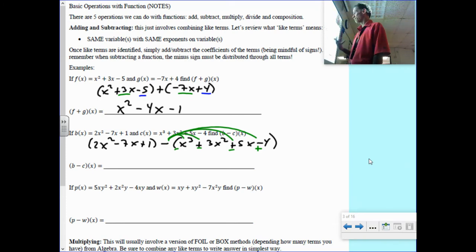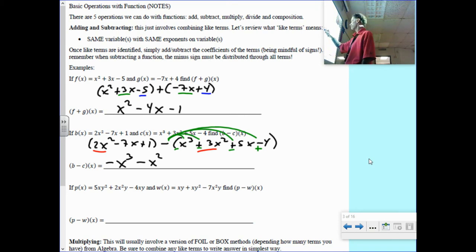And then again, now we just combine like terms. Traditionally, we like starting with the biggest exponent. So we see we have an x to the third in that second set, so we're going to start with that. But again, we know it's a minus because it's subtracting. So negative x to the third. And now we have a couple of x squared terms. So I've got 2x squared minus 3x squared. Again, that minus sign is getting distributed. So 2x squared minus 3x squared is going to be a minus x squared or minus 1x squared.